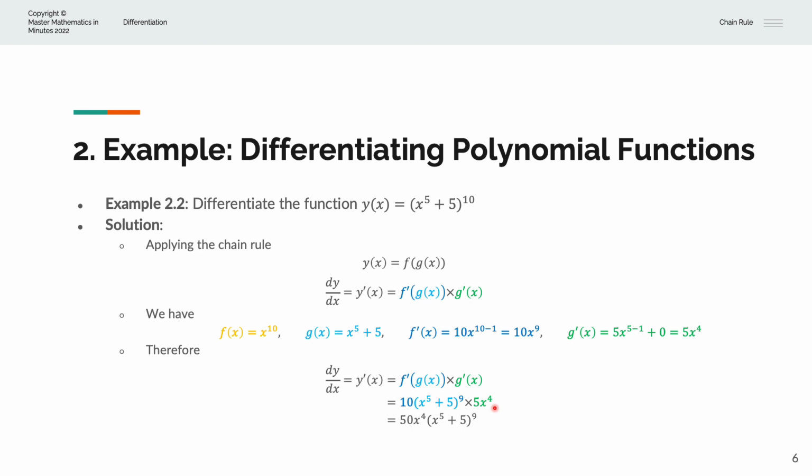And so simplifying that, we have 50 times x to the power of 4, open brackets, x to the power of 5 plus 5, close brackets, raised to the power of 9. And so, given a composite function, we're able to calculate dy dx using the chain rule.